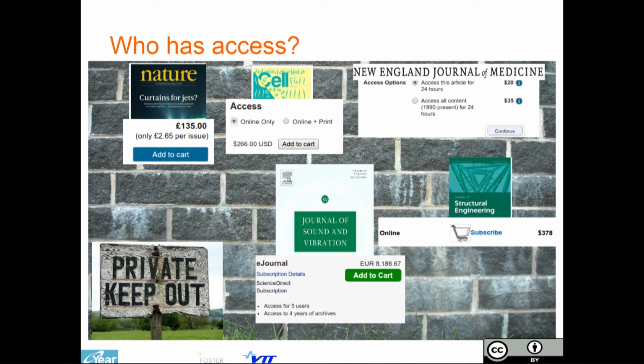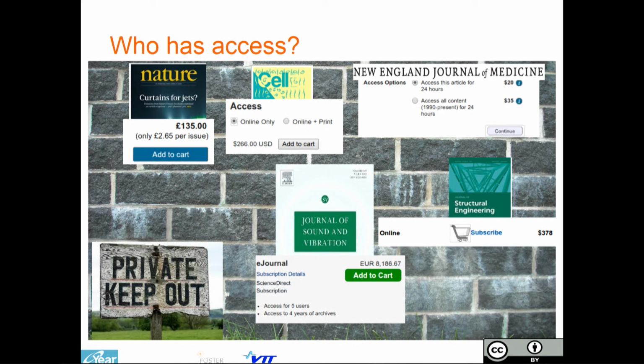So in Nature, £2.65 per issue, £1.35 in British pounds. Cell, online access only, $266. And then the New England Journal of Medicine, that's a different example, when you don't buy the subscription but, for example, you want access to only one article. In that case, it's access to this article for 24 hours, and that's $20.